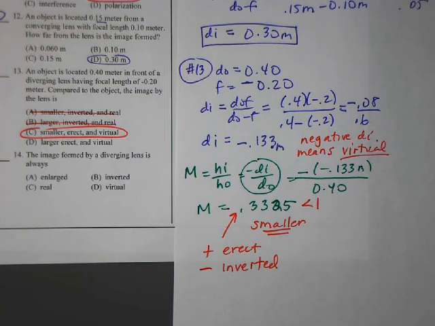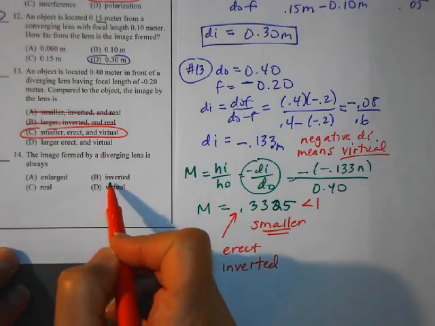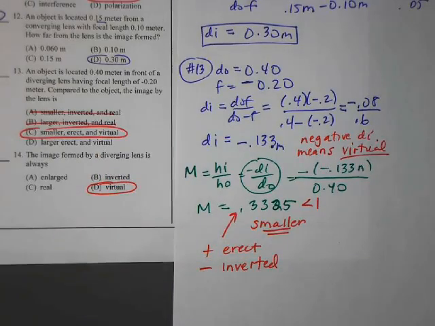Number 14, the image formed by a diverging lens. So diverging is where the rays of light spread out. And those are always going to be virtual, always. So just like when we did mirrors and convex were always virtual, diverging lenses are always going to produce virtual images.